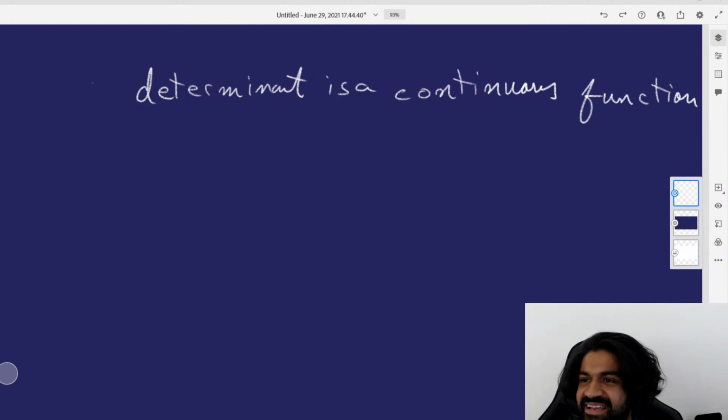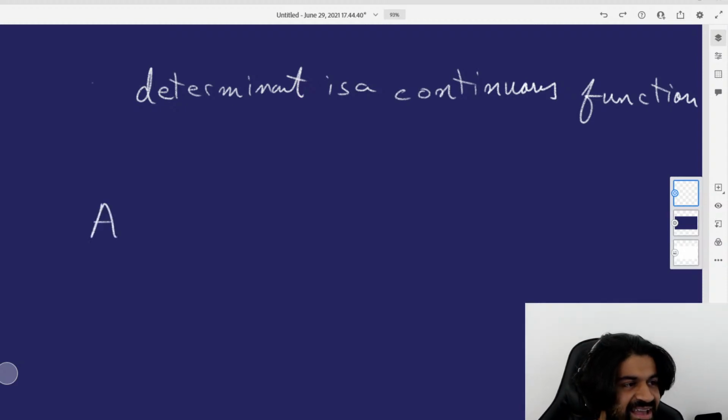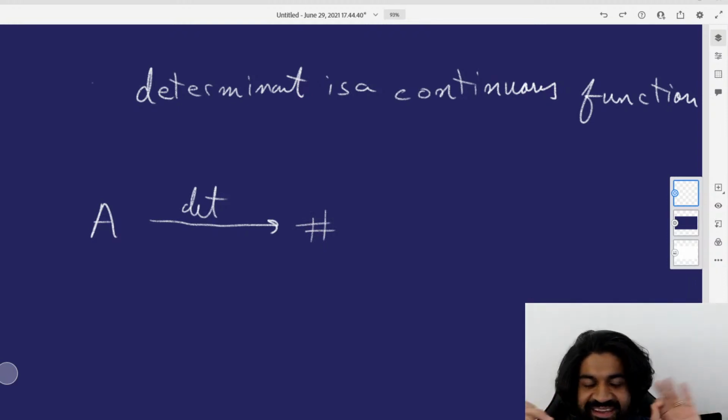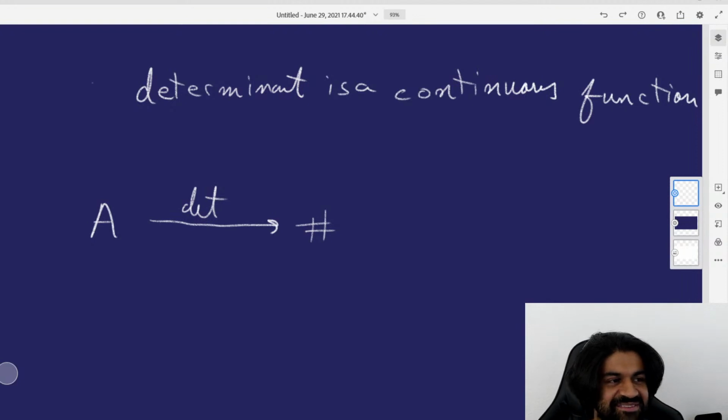So the determinant being a continuous function essentially amounts to the fact that if you slightly modify a matrix, so let's say you have some matrix A, okay? And remember, the determinant is a map that takes the matrix A to just a real number, right? So now if you mess around with A just a little bit, let's say you change one of the entries by a tiny amount, that should also change the determinant by a tiny amount. This is essentially what I'm saying.